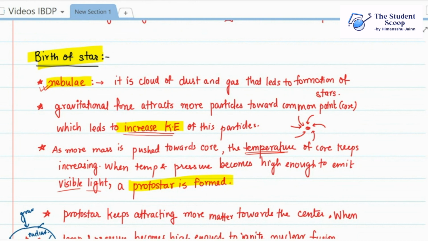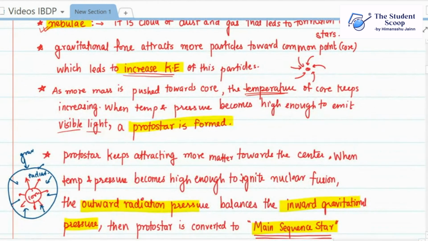Now, protostars keep on attracting more particles towards the center and keep on increasing the temperature and the pressure at the core. But if the pressure and temperature become high enough, it can ignite nuclear fusion. And once the nuclear fusion is started, there will be outward radiation pressure. That outward radiation pressure balances out the inward gravitational pressure. Okay, and this protostar thus is converted to a main sequence star.